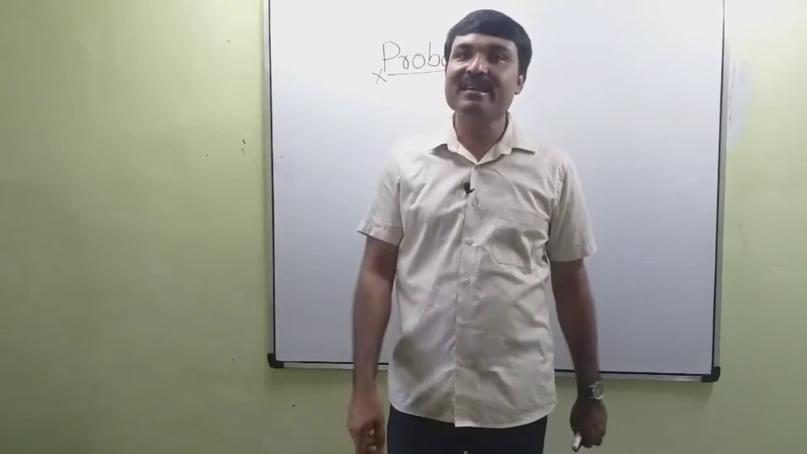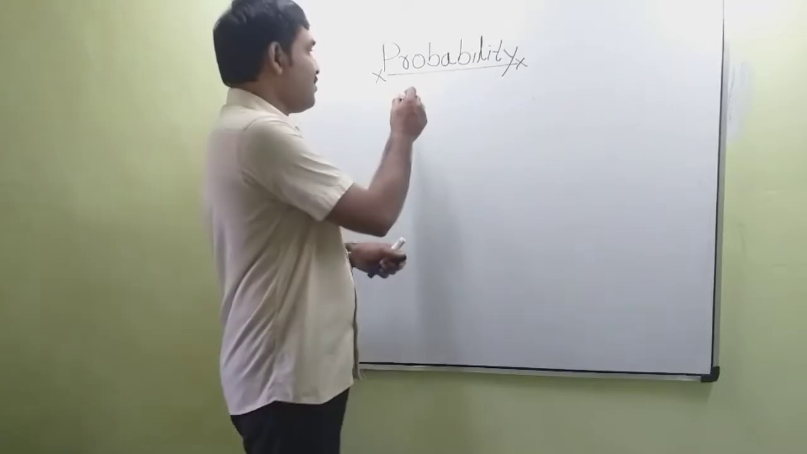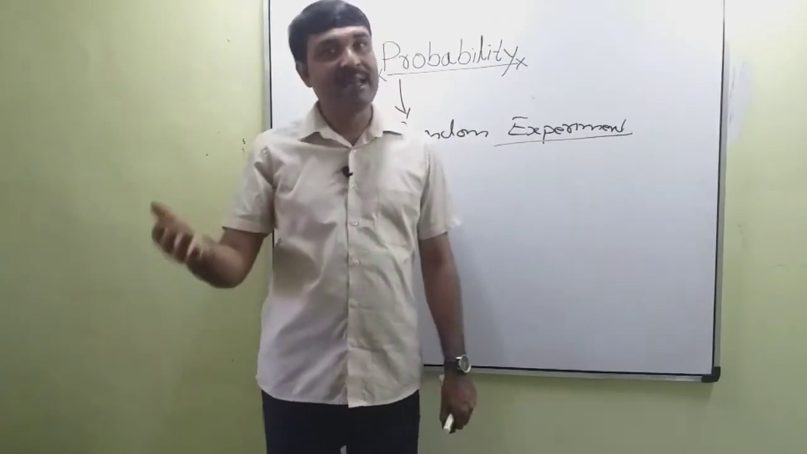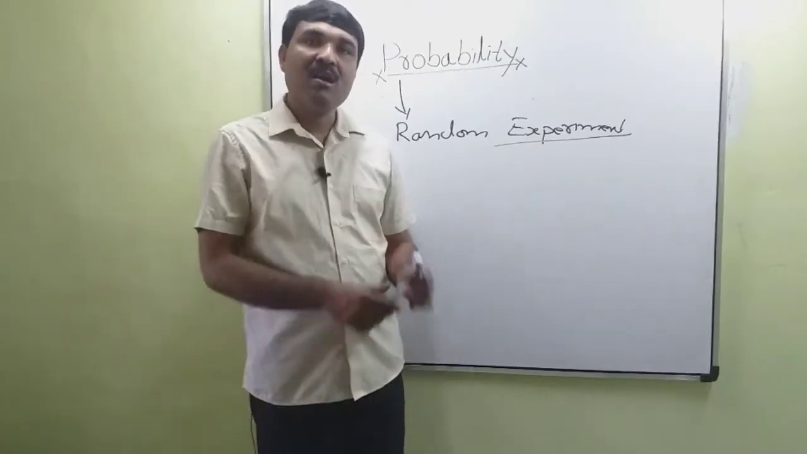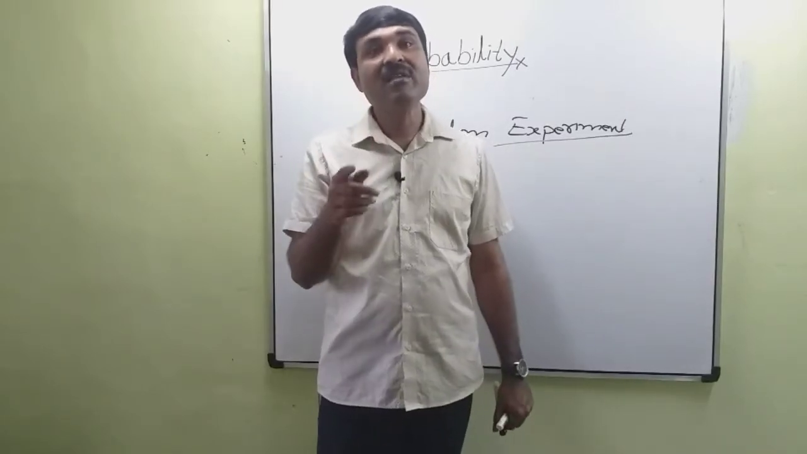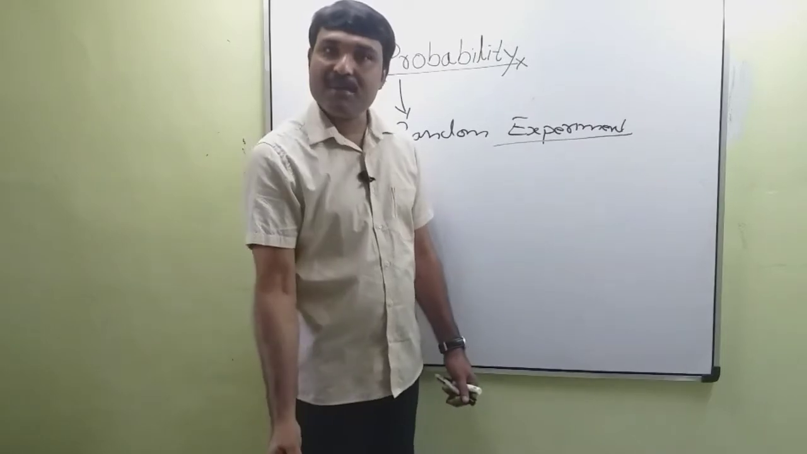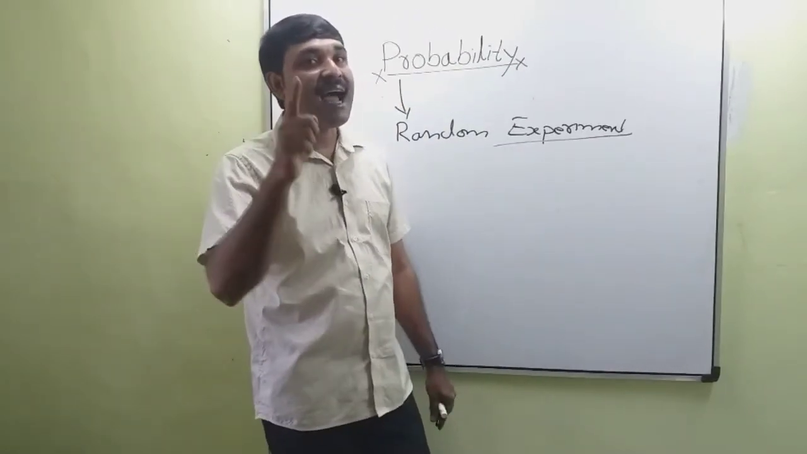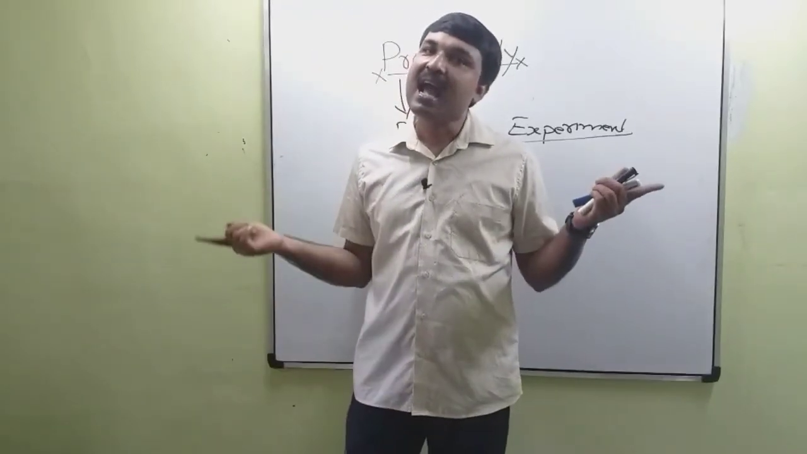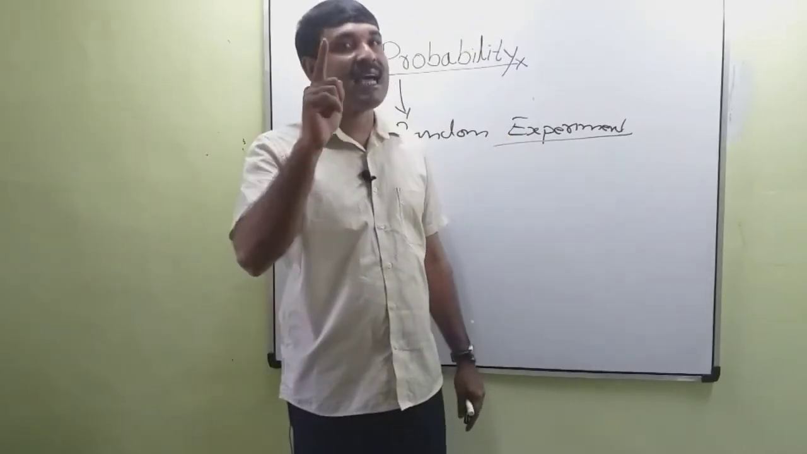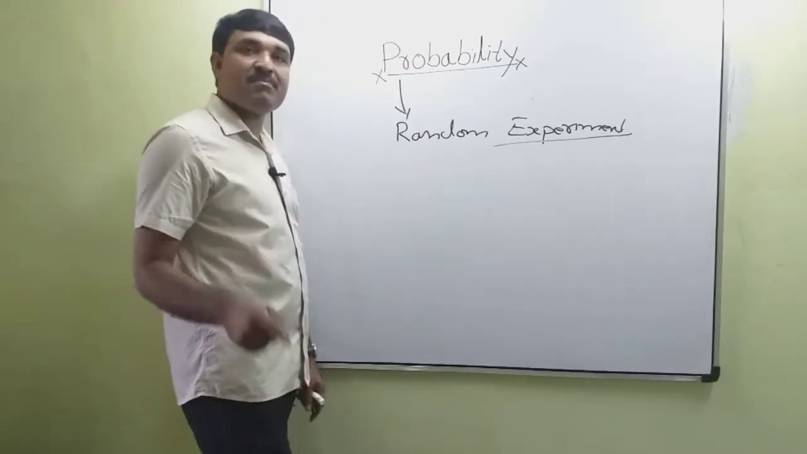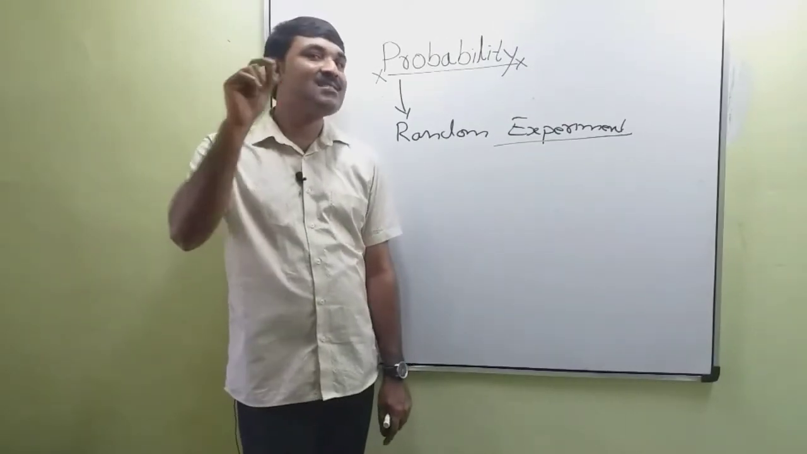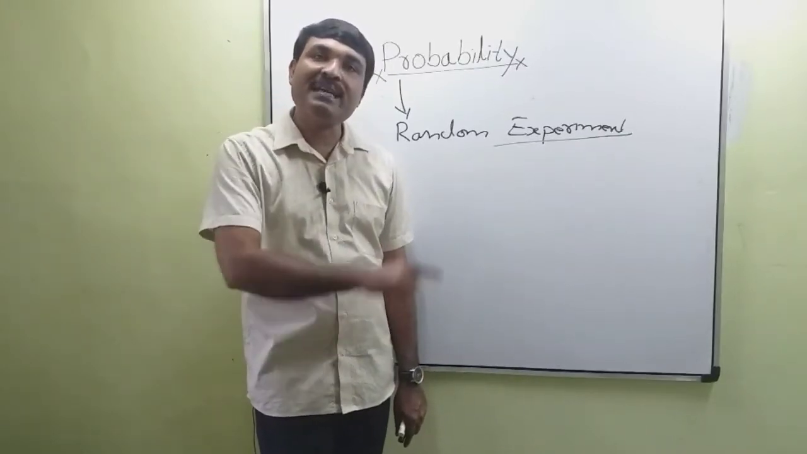So we define one term in probability theory, that is a random experiment. A random experiment is an experiment which can be performed any number of times, but in all cases the outcome will be known in advance. In this case, I can perform this experiment, tossing the coin, any number of times, but the result is always either head or tail. But what is the exact result? The exact result will be known only after performing the experiment.